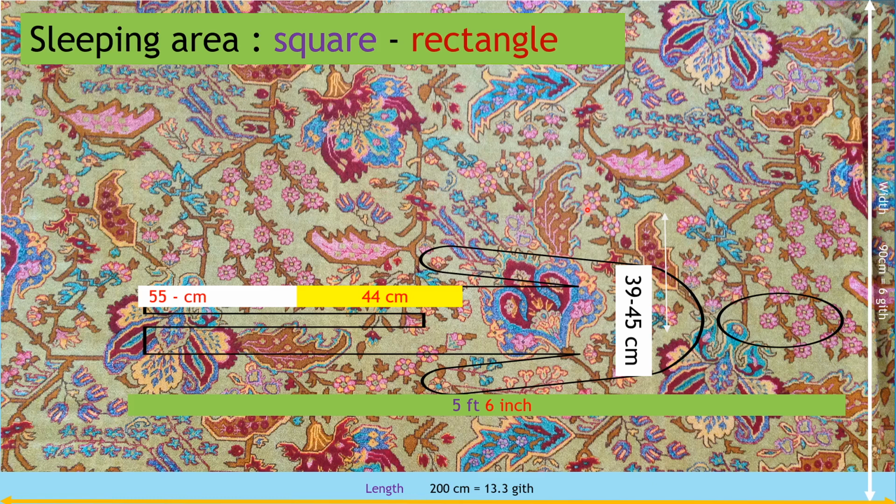Every person needs approximately 40 to 50 centimeter minimum place to lay down. So the mattress is approximately double of this.